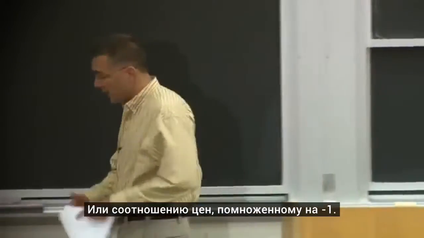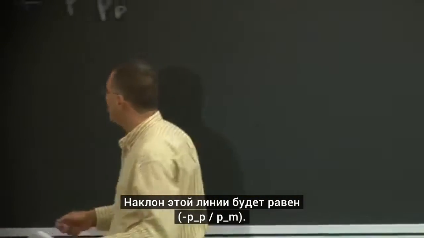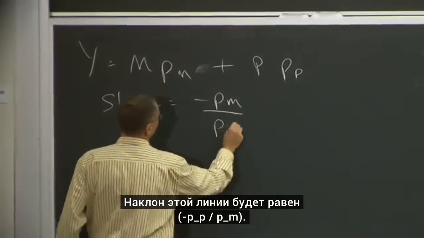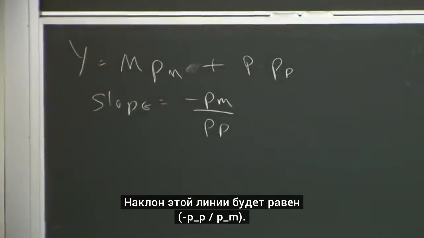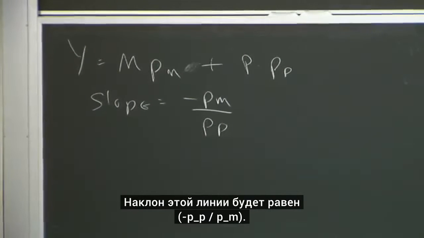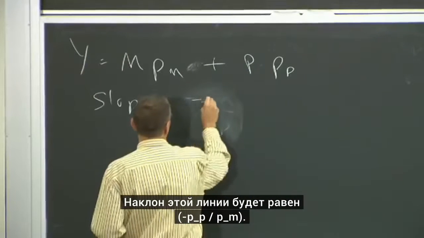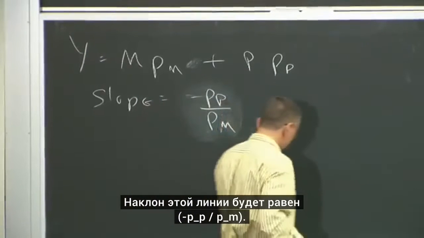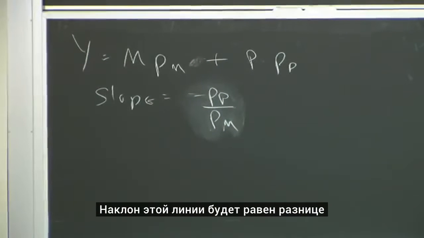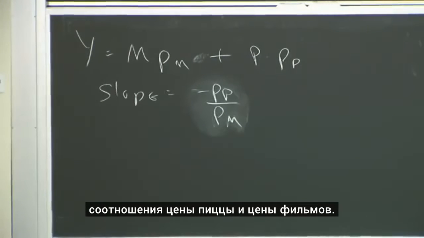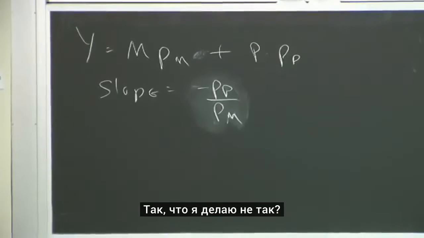Okay, so basically, the slope of that line is going to be the negative of the price ratio. The slope of that line is going to be minus P_M over P_P. Okay? It's going to be the... no, I'm sorry. It's the rise over the run. My bad. Minus P_P over P_M, right? The slope of that line is going to be the ratio of the price of pizza to the price of movies. Okay, what am I doing wrong here?